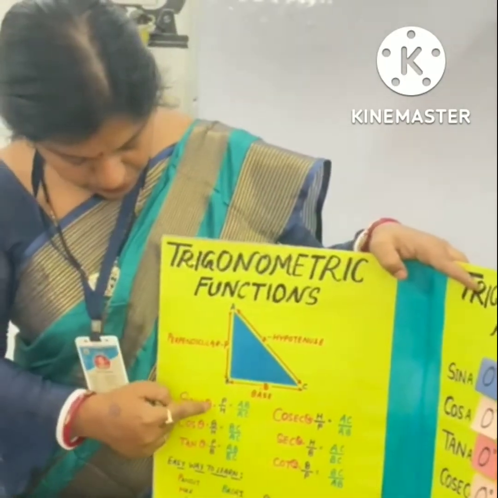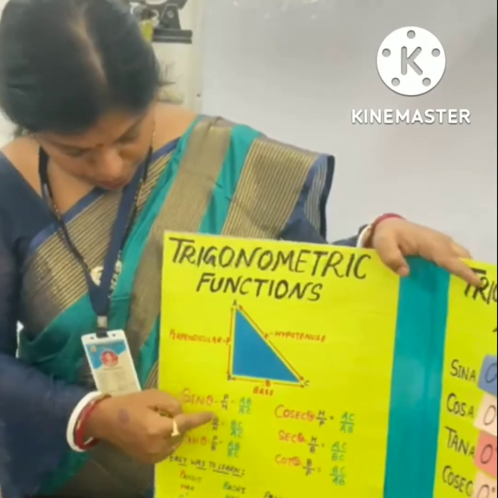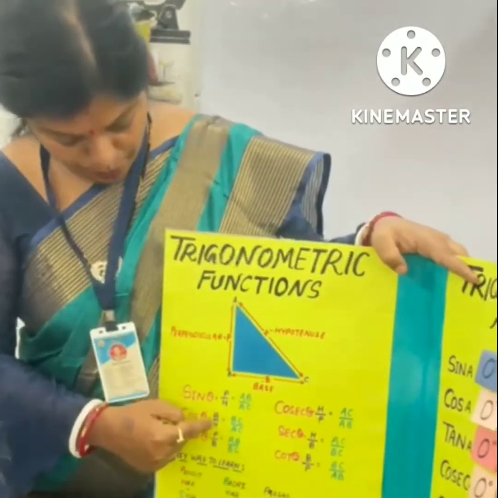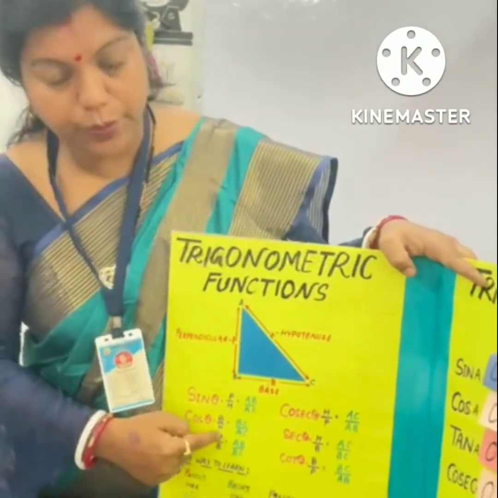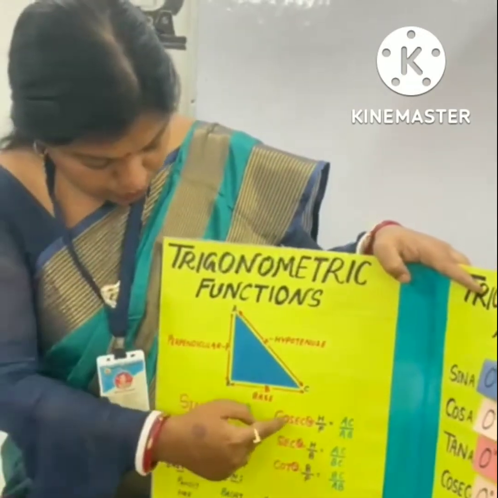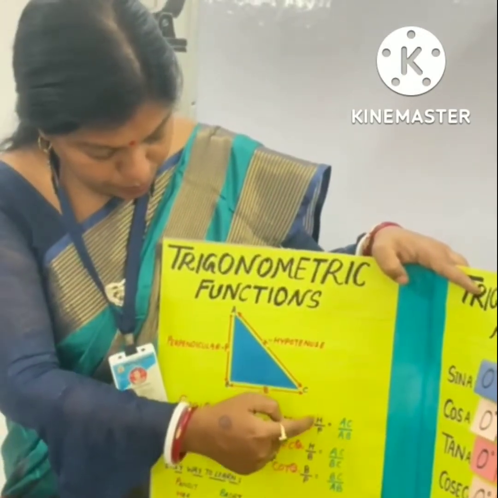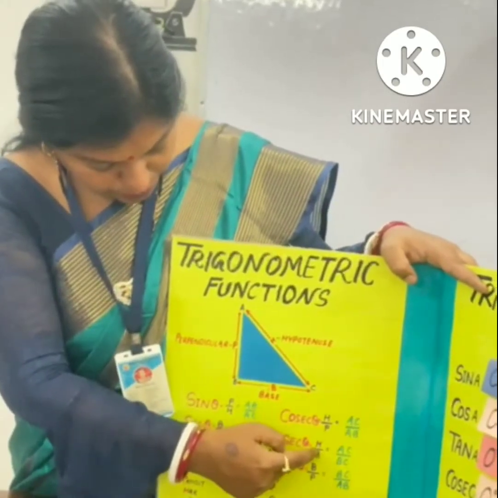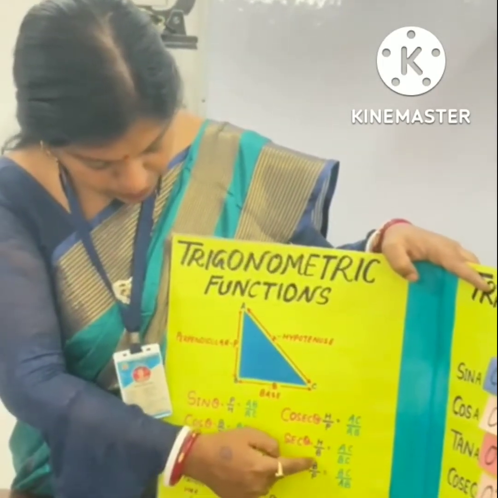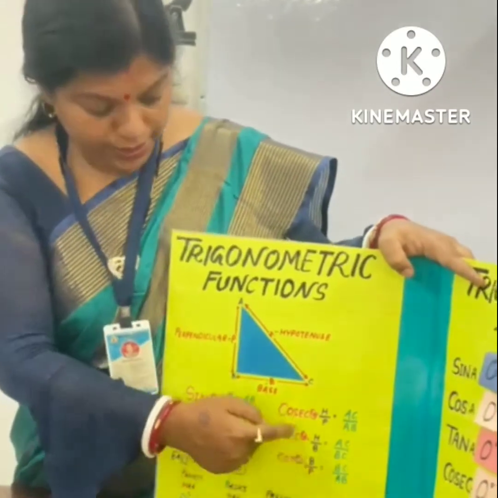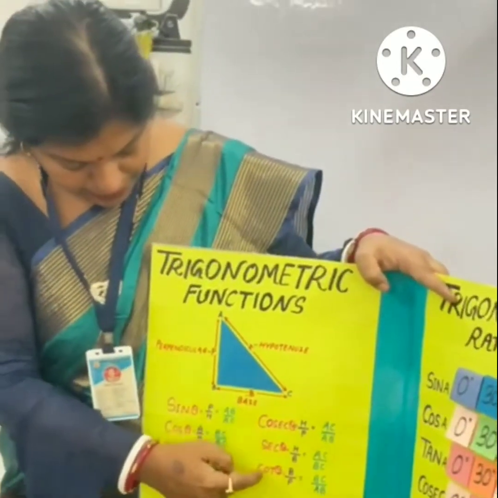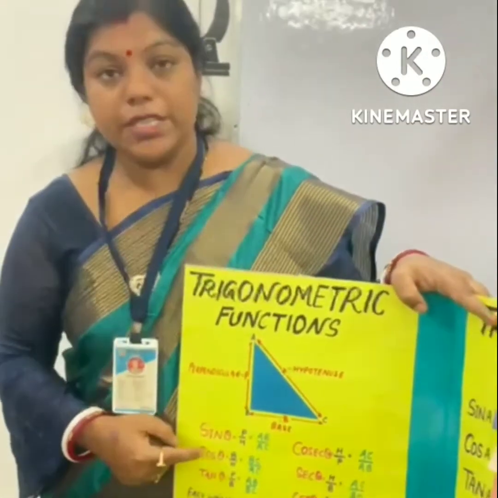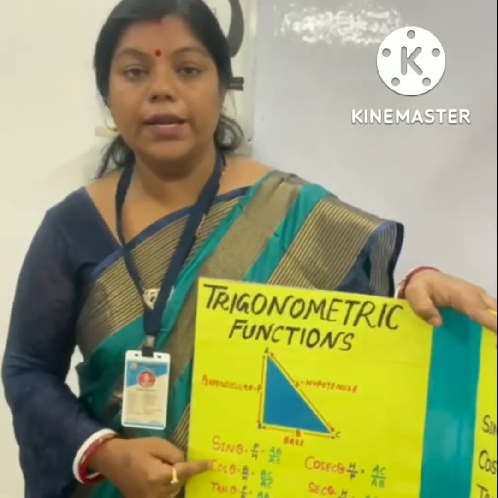Now sin theta is equal to perpendicular upon hypotenuse, cos theta is equal to base upon hypotenuse, tan theta is equal to perpendicular upon base, cosec theta is equal to hypotenuse upon perpendicular, sec theta is hypotenuse upon base, and cot theta is equal to base upon perpendicular. These cosec theta, sec theta and cot theta are the reciprocals of sin theta, cos theta and tan theta.